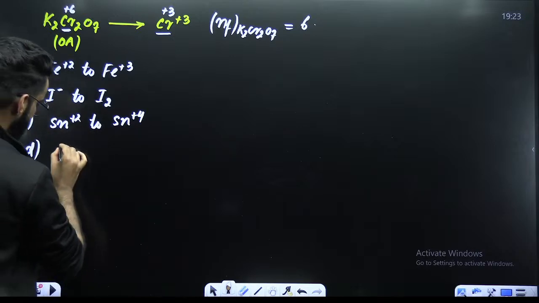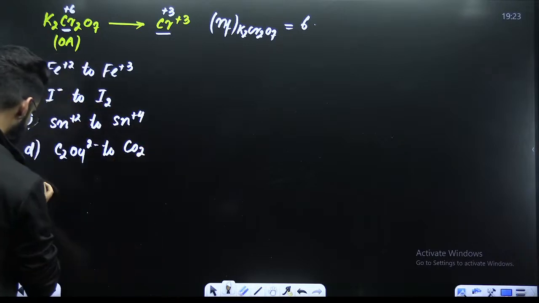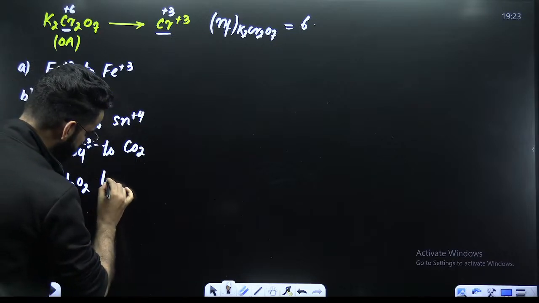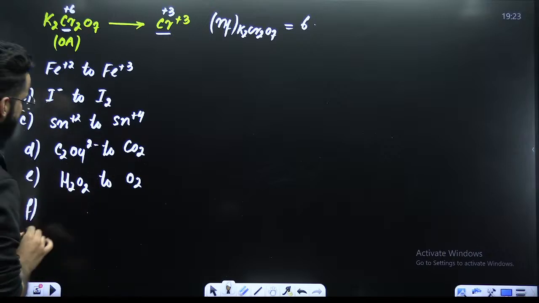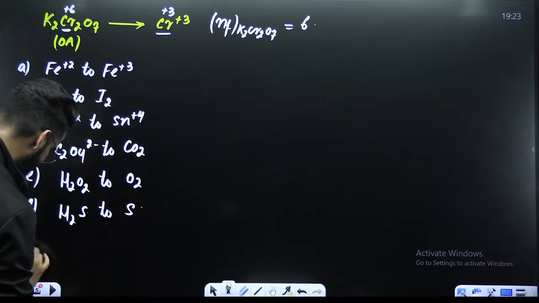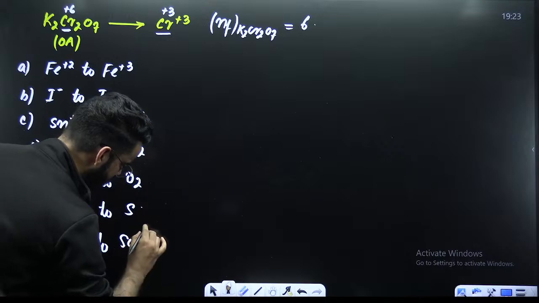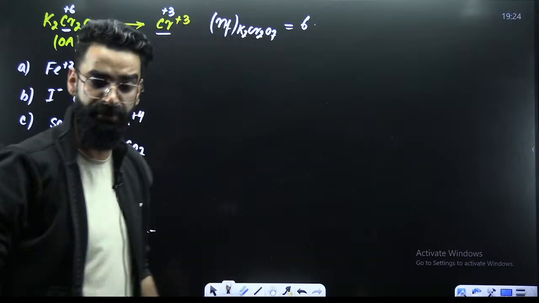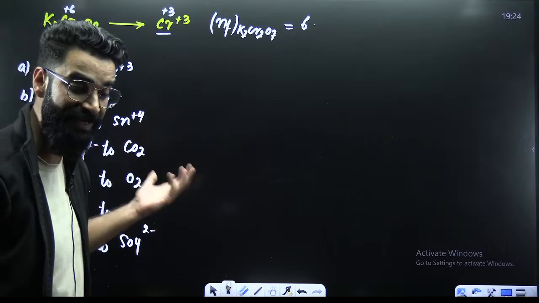The same K2Cr2O7 converts oxalate ion into carbon dioxide. It converts H2O2 into O2. All these are happening in acidic medium. Similarly, it converts H2S into sulfur, and in a similar way converts SO2 into SO4 di-negative, again in acidic medium. Now, my dear students, you should be in a position to write all these complete reactions on your own.